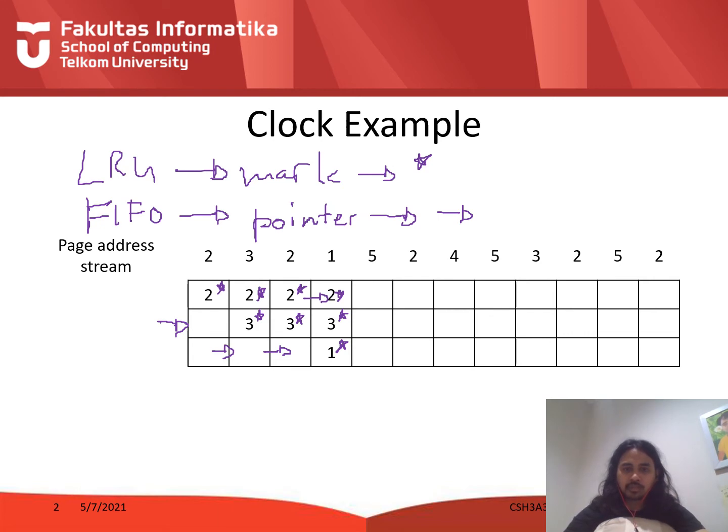So 2 now becomes 5 and it is marked, and the pointer is at the next of 5, which is 3, and the mark of 3 has been removed. And so this is a fault, and 2 now will replace 3 because 3 doesn't have a star and the pointer is pointing to 3. So this becomes 2 and the pointer moves to 1. And so 4 will replace 1, and the pointer points to 5.